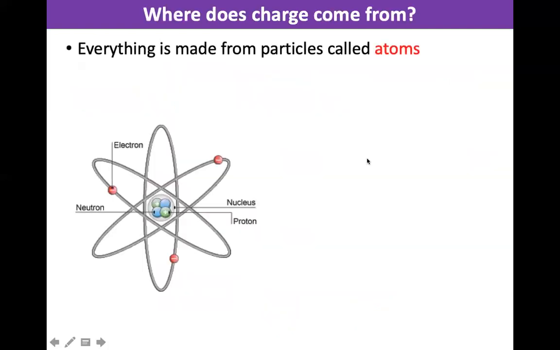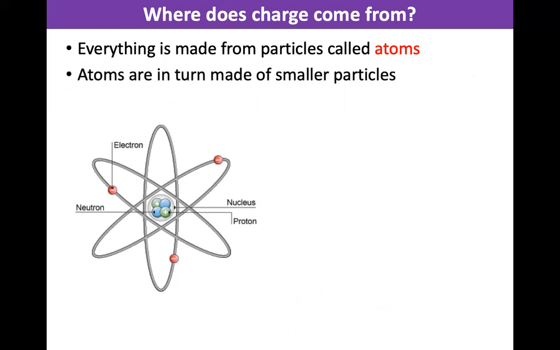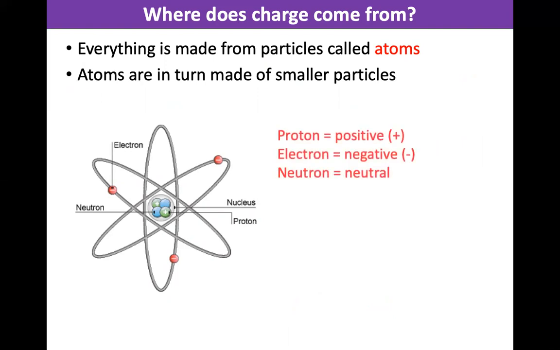And where does this charge come from? If you remember, everything is made up of atoms. And atoms are made up of those subparticles, our protons, electrons, and neutrons. We looked at this in the periodic table as well. The proton is positive, the electron is negative, and the neutron is neutral.